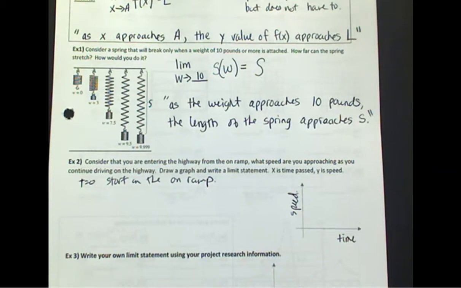What do you think your speed is doing as you get from the on-ramp onto the highway? Yep, your speed is going up. But does your speed approach any certain number? Okay, what should your speed approach? How about that? Depending upon which state you're driving on the highway in, could be a different number.